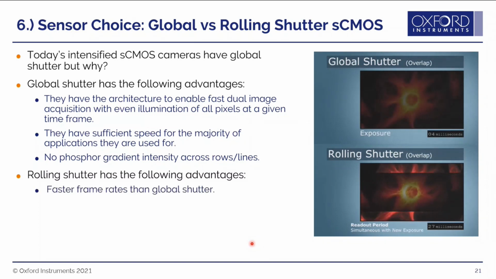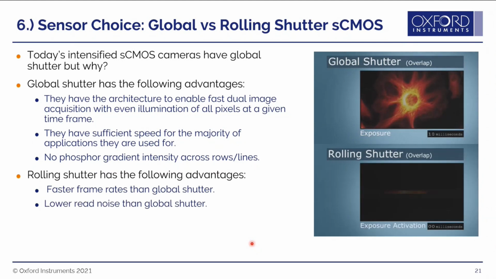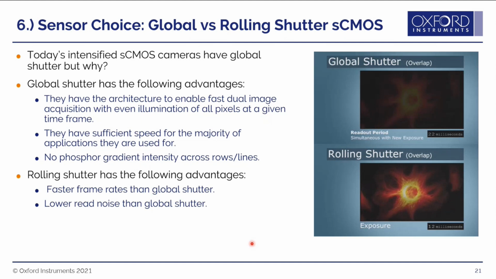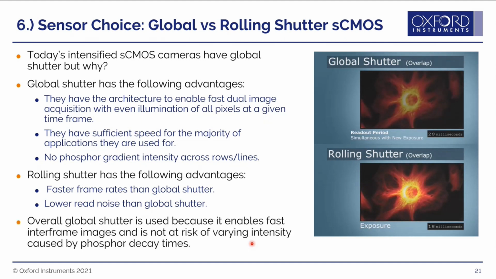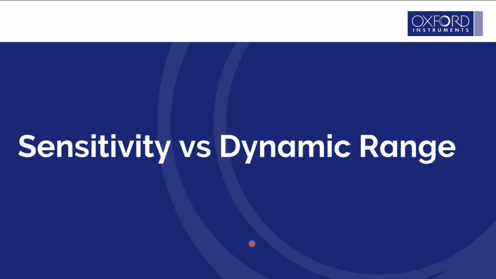Reasons you might have chosen rolling shutter, though, is that you can achieve faster frame rates and a slightly lower read noise than global shutter. But because we're using this in conjunction with a phosphor and intensifier, the trade-offs just weren't there. So hence we opted for a global shutter sensor choice in the iStar sCMOS as opposed to rolling shutter. And as I mentioned before, I think that goes for every single part of the camera.